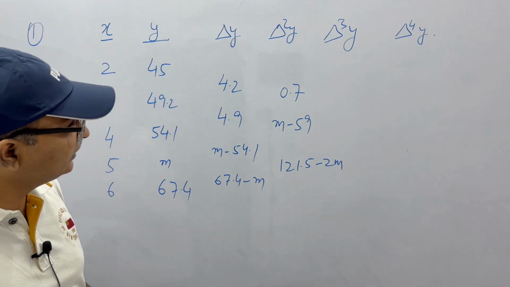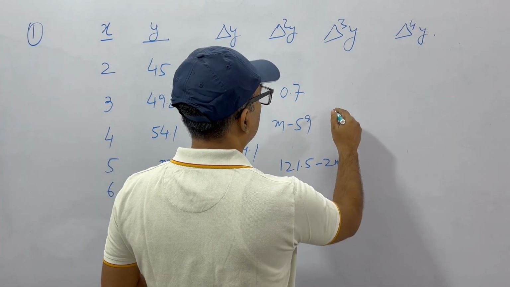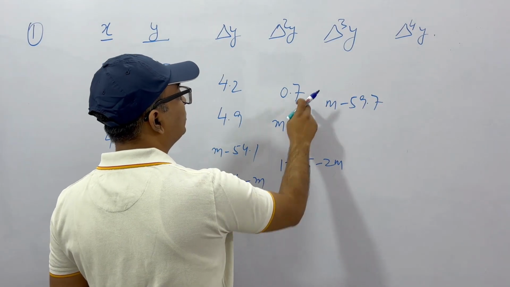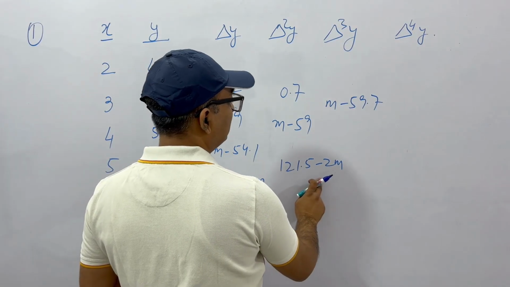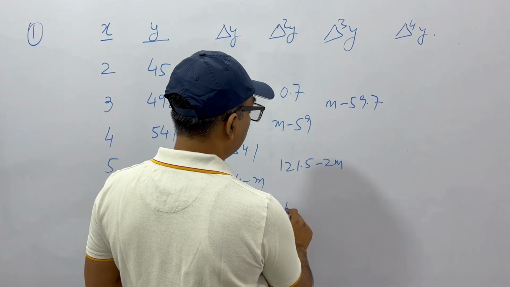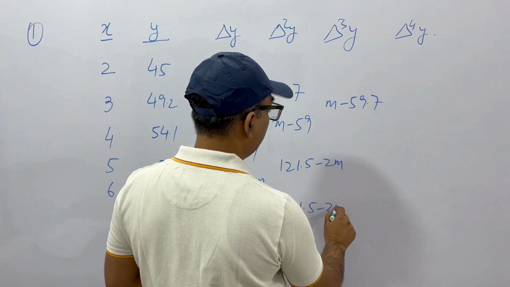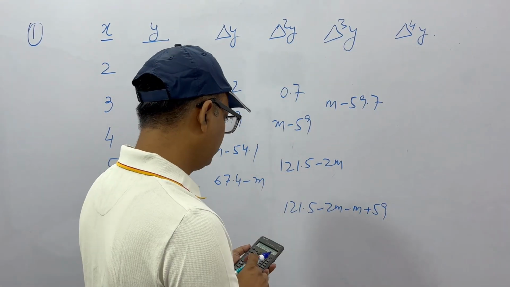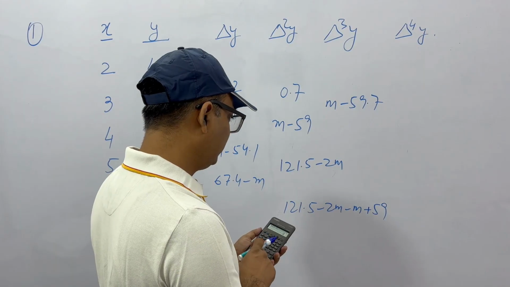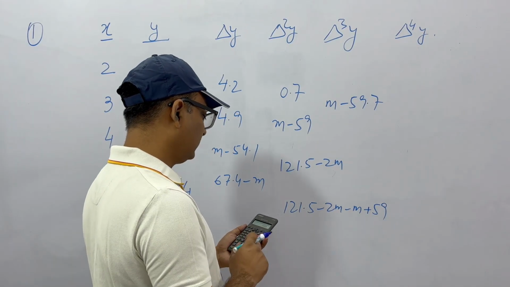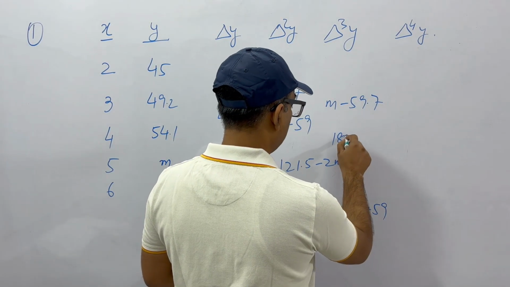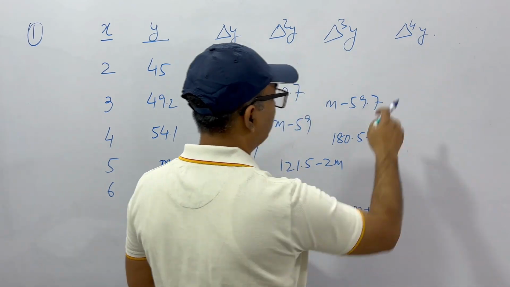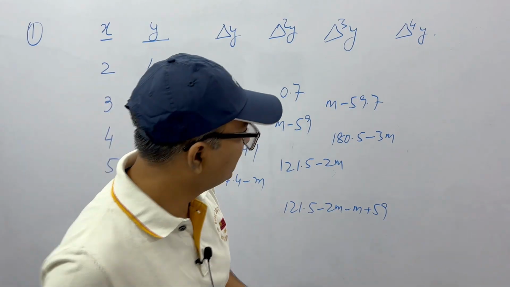Now this is the second difference. This is this minus this. So this is m minus 59. These two will be subtracted, minus minus. Then we have this minus this. That is 121.5 minus 2m minus m plus 59. So what do we get? We get 121.5 plus 59, that is 180.5 minus 3m.